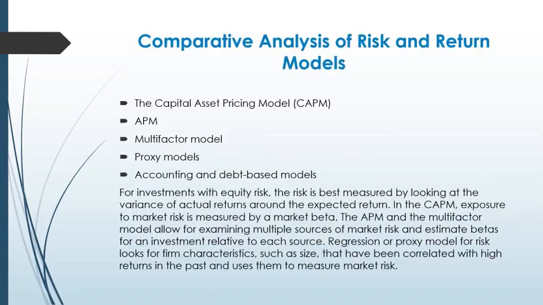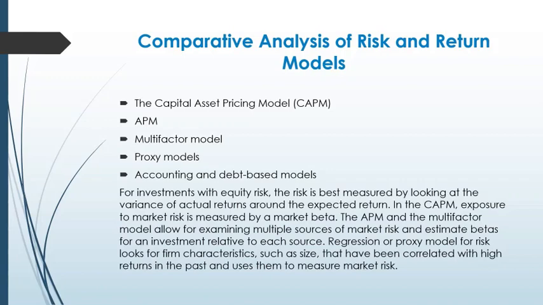Next, we go on to discuss the comparative analysis of risk and return models. There are mainly five models. First one is the capital asset pricing model. Second one is APM. Third one is the multi-factor model. Fourth one is the proxy model. Fifth one is the accounting and debt based model.